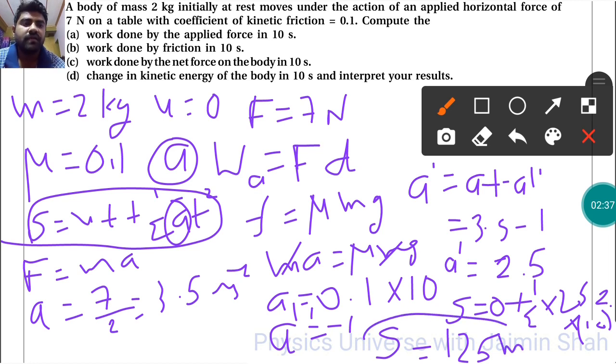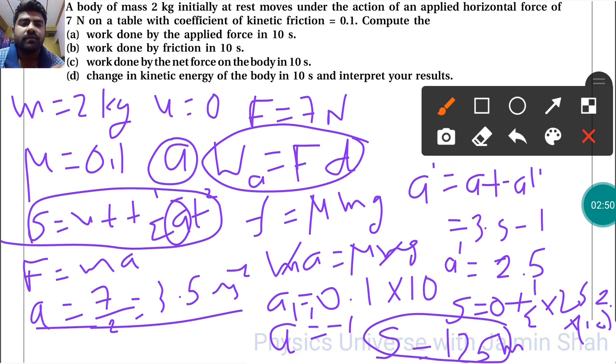Now put this value in this equation. So for the applied force, I am going to write that W is equal to the applied force, 7, into 125. Whatever the answer is, that is in joule.